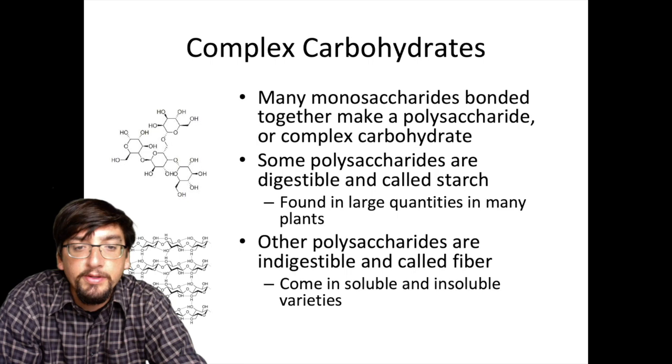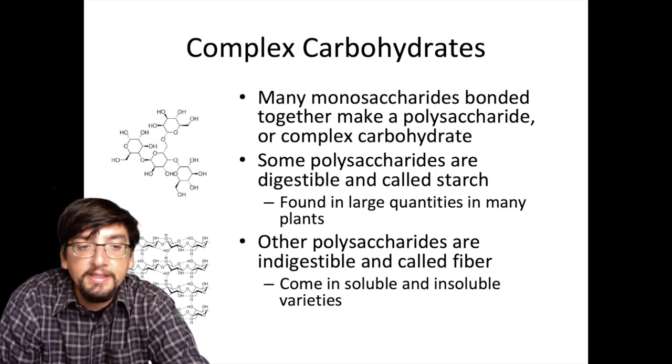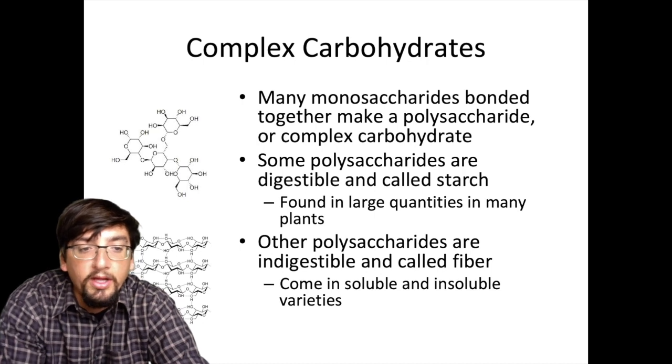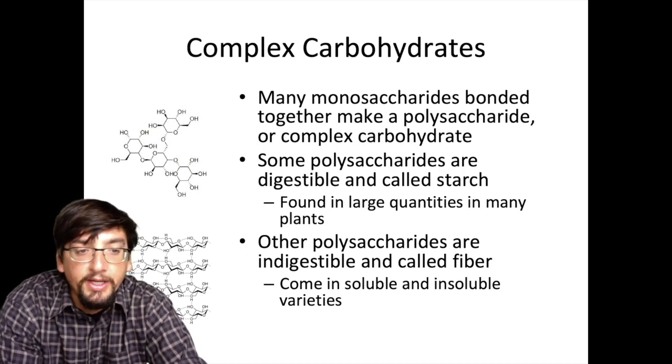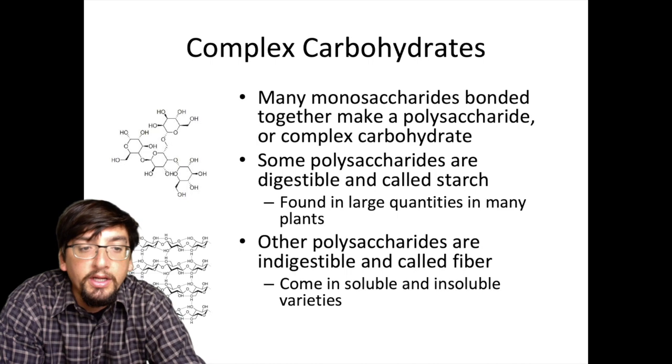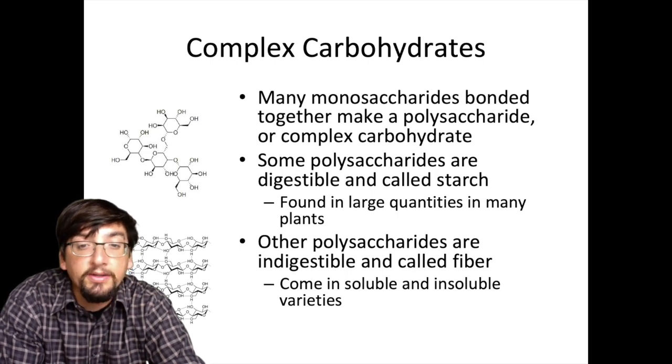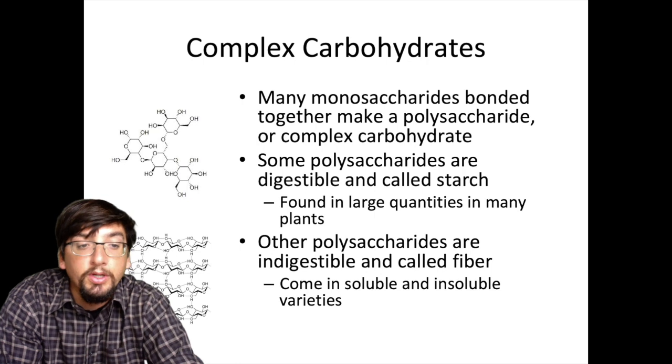Complex carbohydrates come in two versions, but basically they're the same idea. They're both the 6 carbon sugar rings that are bonded to each other. And those can be bonded in different ways. For example, we call them polysaccharides if there's more than 2 individual monosaccharides bonded together to make a chain.